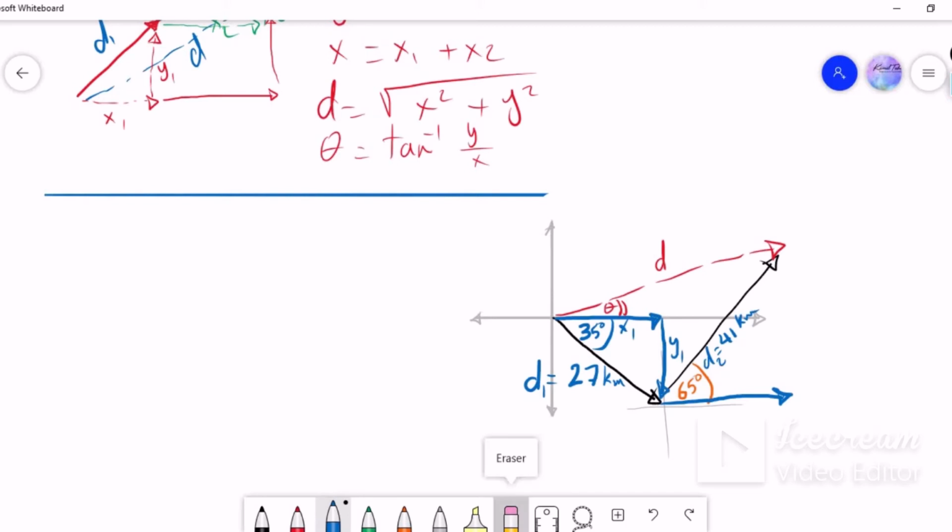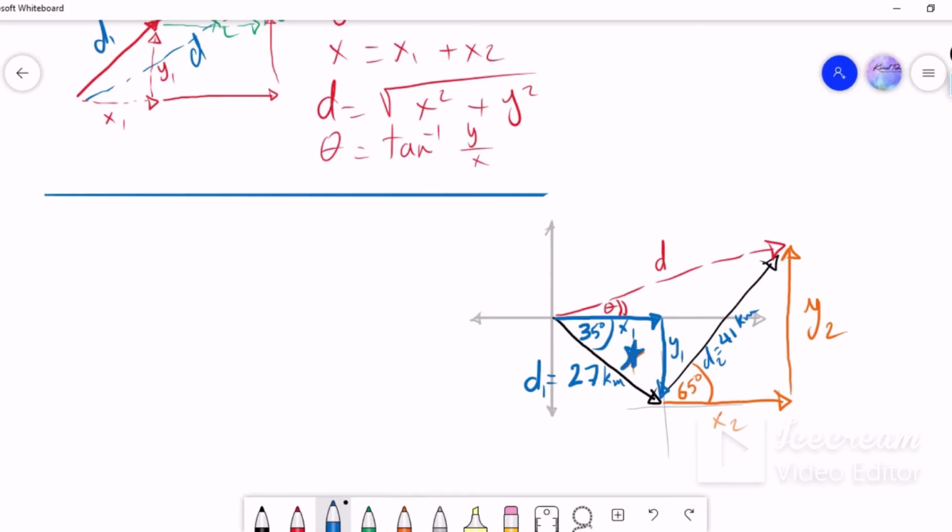Okay, let's change the color. Let's make it orange. Now these components will be that this one is x2, and here that is y2. Now that is the components for this vector. Now we will find all of the components for each one and add all of them at the end. Now let's start with this one at first. Make it blue.